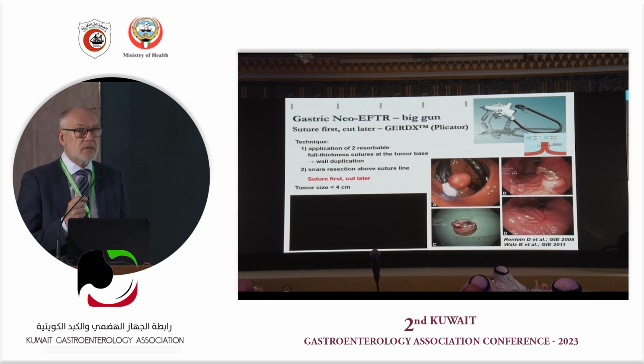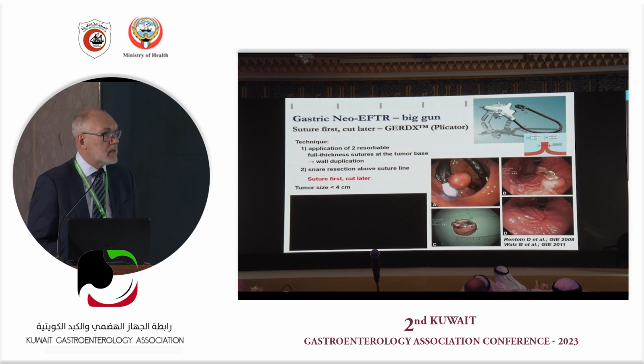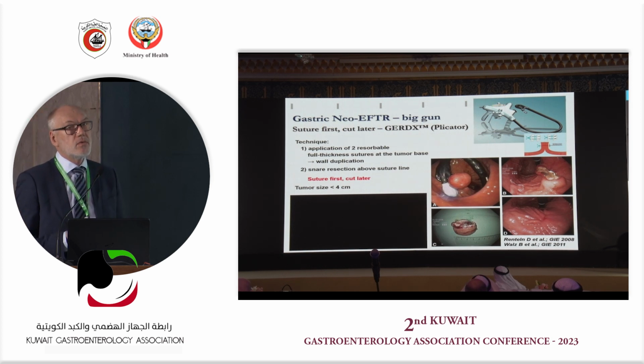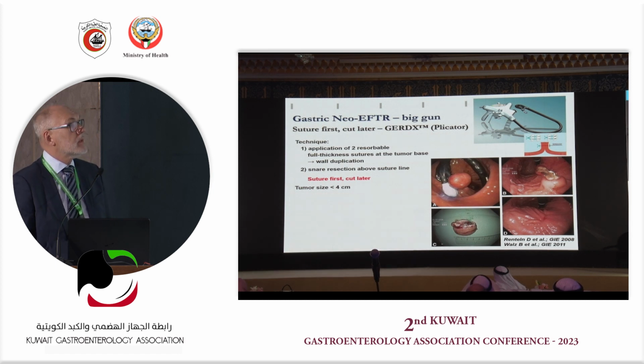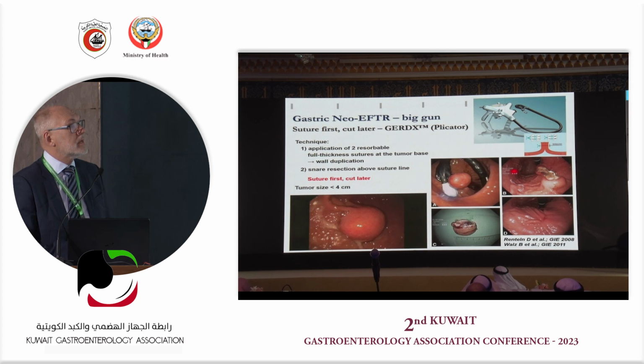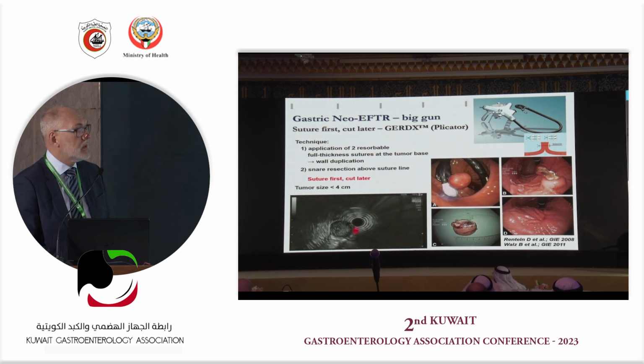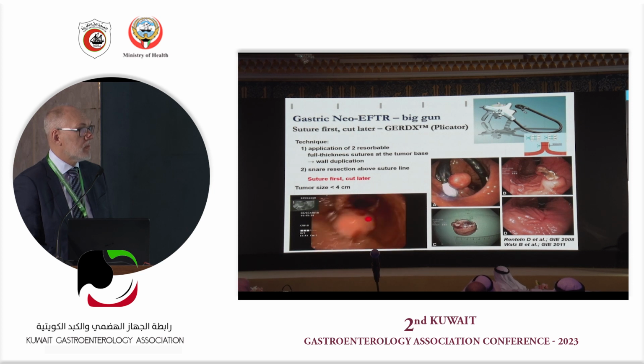So these are the small guys, but what do you do with the bigger guys? With the large ones, you either have to do surgery, or you can use the Gerdix device as I showed you. And this is basically, you're not using non-resorbable but resorbable sutures. You make this wall duplication. Here, this is a typical GIST in the distal corpus. You just make like with a stapler, you staple it at the base of the subepithelial tumor, which is a GIST. And you have like 2 or 3 sutures at the base of the GIST.